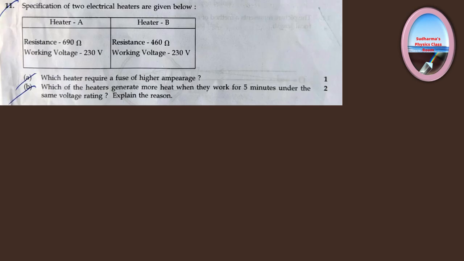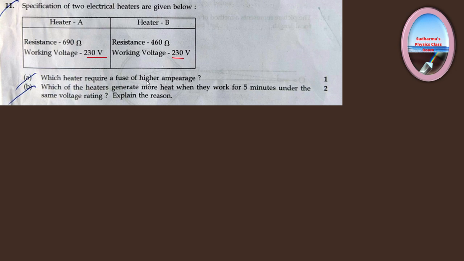Now coming to section C. Again, any 4 questions, each question carries 3 scores. In the previous questions, each one carried 2 marks, and in the first set it was 1 mark. Now it is 3 marks. So here comes the question. Specification of 2 electrical heaters are given below. Resistance 690 ohm and resistance 460 ohm. Working voltage for both is the same. Based on this, we have to answer these questions.